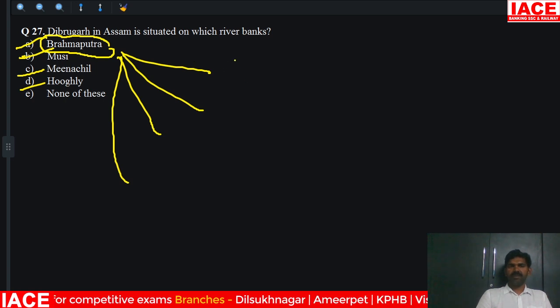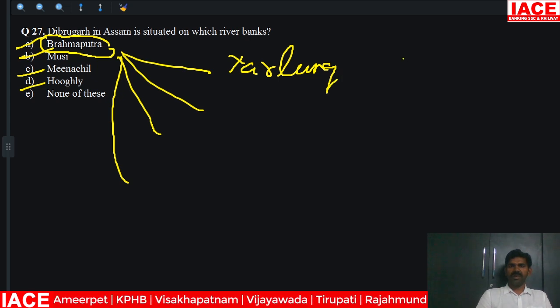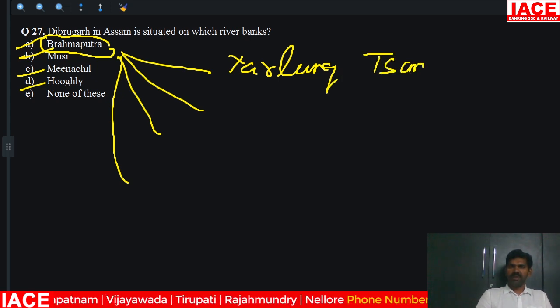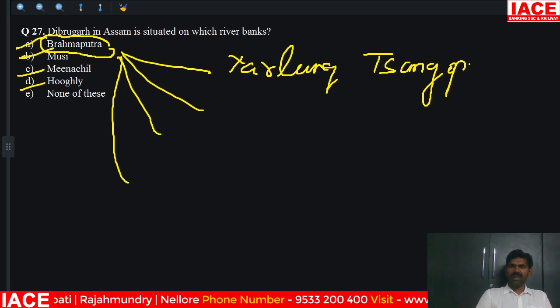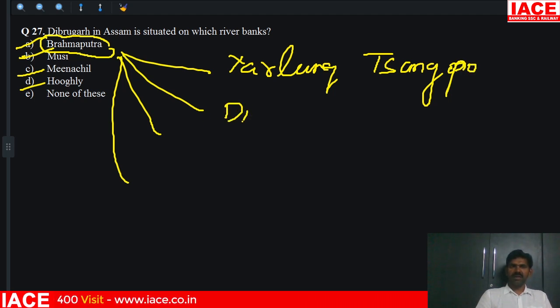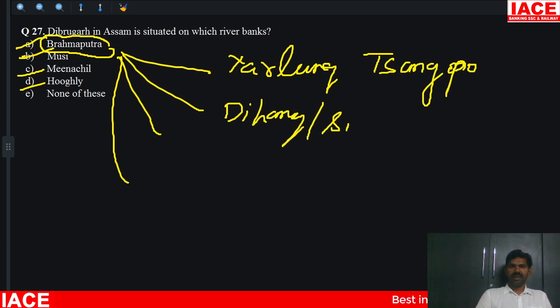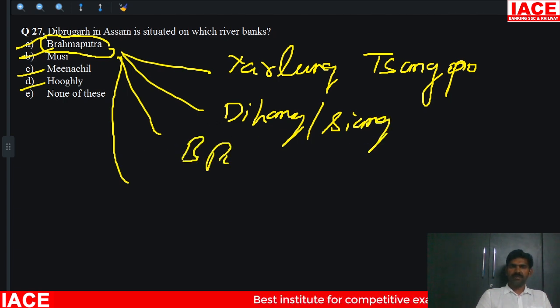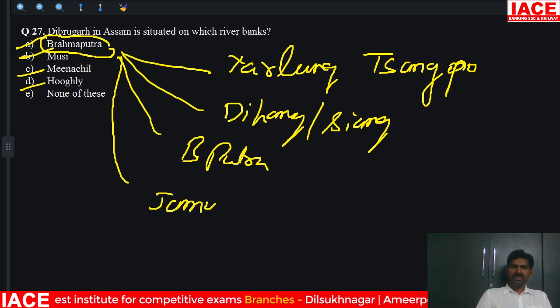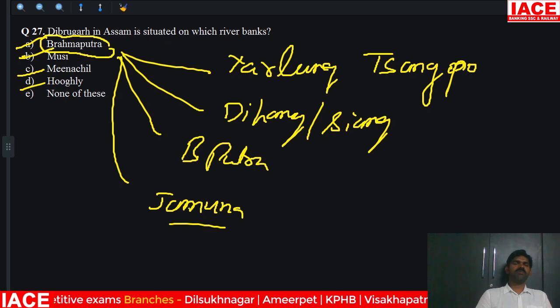And Brahmaputra river has got different names in different parts of the countries. For example, if you go to Tibet, they call it Yarlung Tsangpo. The name of the river Brahmaputra is Yarlung Tsangpo in Tibet. When you come to Arunachal Pradesh, it is called Dihang, or also Siang. When you come to Assam, it's called Brahmaputra. When you go to Bangladesh, it's called Jamuna. So the same river has got various names in various parts of the country. So that's how Brahmaputra River is famous.